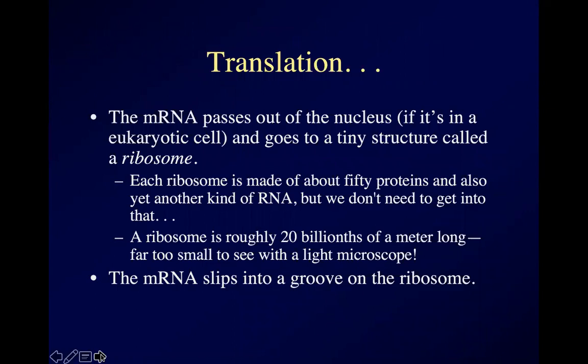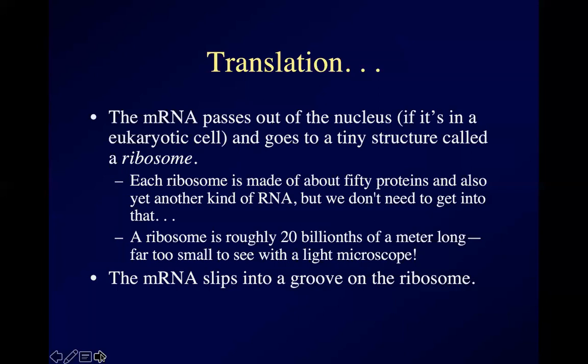And the messenger RNA will pass to a really, really tiny structure floating around in the cell outside the nucleus called a ribosome. Each ribosome is made up of about 50 proteins and several more RNA molecules. We don't really need to get into what it's made of. It's a protein RNA complex. There are maybe millions of ribosomes in each cell. I don't know how many, but each ribosome is roughly 20 billionths of a meter long. That's 20 nanometers, way too small to see with a light microscope or even with most electron microscopes.